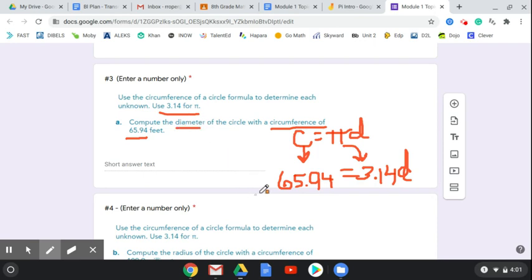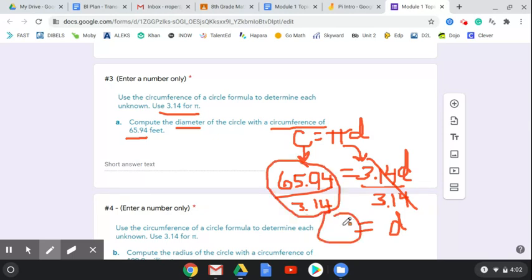Now, let's use our knowledge of inverse operations. Over here on the right side, I have 3.14 times D. So how would I solve for D? How would I undo the multiplication? You should say division, right? I would divide both sides by 3.14. Right, so that these 3.14s simplify, so all I have left on the right side is D. My diameter is equal to 65.94 divided by 3.14. Put that in your calculator, and that will give you the diameter of the circle.